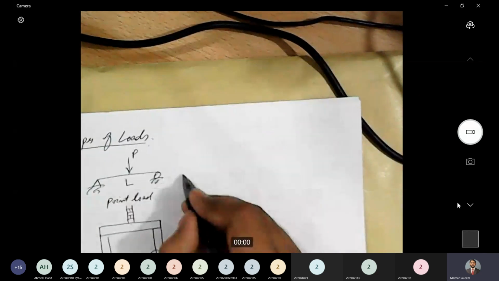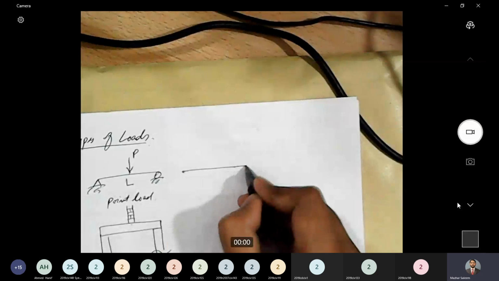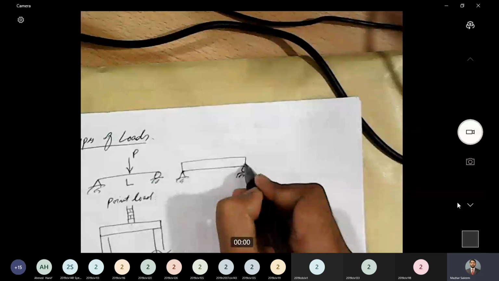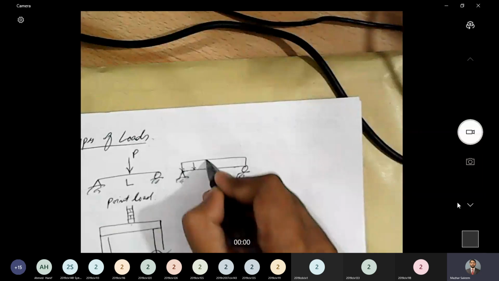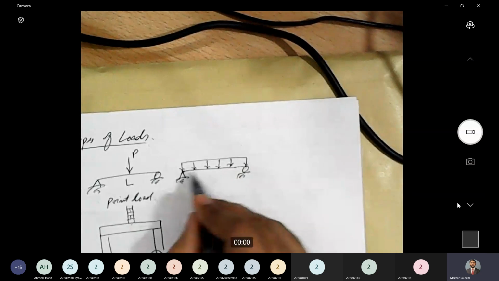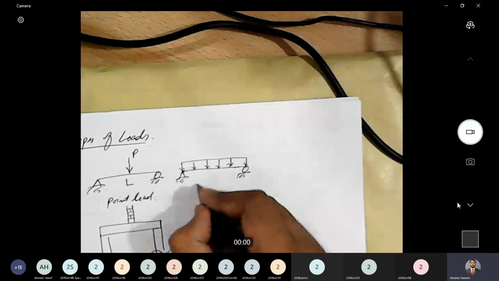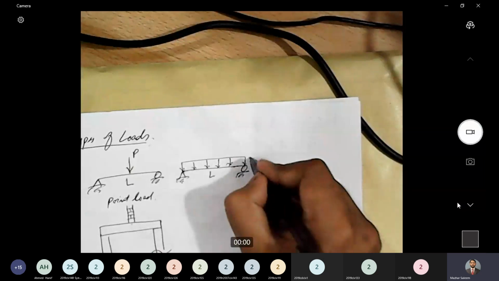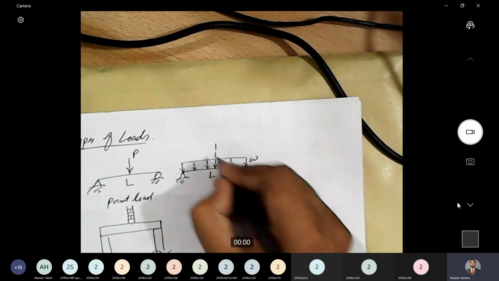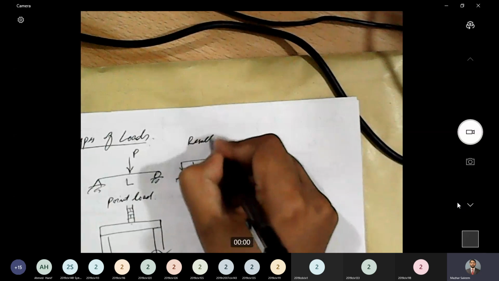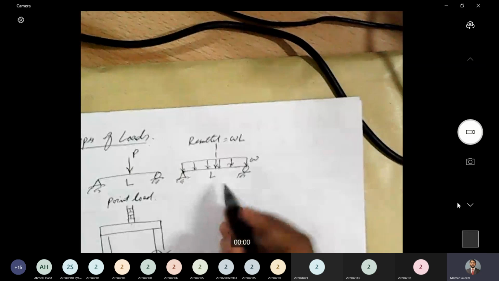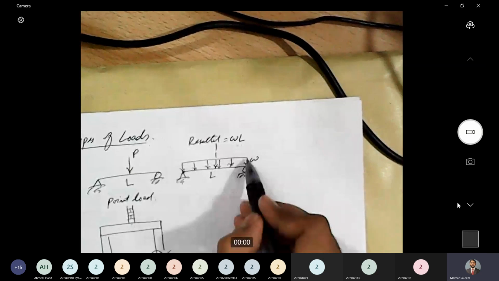The second type of load is a uniformly distributed load. A uniformly distributed load is like this. It is distributed over the length or over an area. If this is the span and omega is the intensity of the load, the resultant magnitude of the load is calculated as omega into L. And what is this omega into L? This is the area of this rectangle.